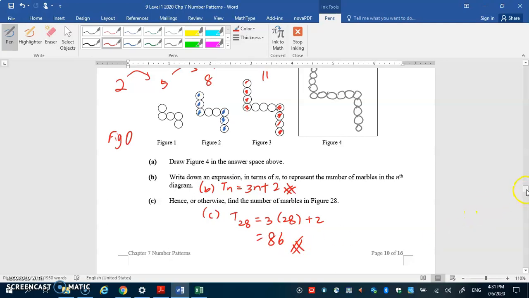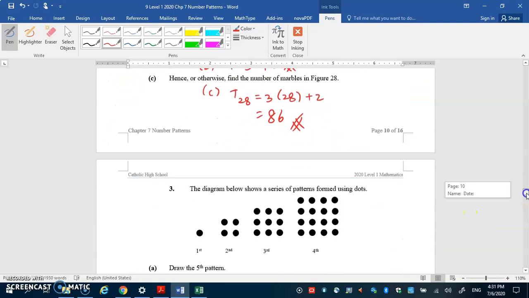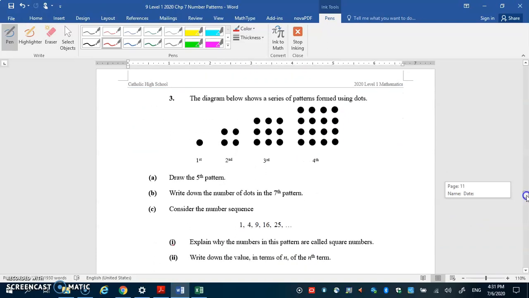Moving on to the next question on page 11. Okay, now we have series of patterns formed using dots. Draw the 5th pattern. This one is easy. You can see that for the first pattern you only have 1 dot. For the second pattern you have 4 dots, but it's formed by forming a square with 2 dots on each side. Okay, then the third one is just 9 dots. Okay, and the fourth one is 16 dots. So 4 dots here, 4 dots here, etc.